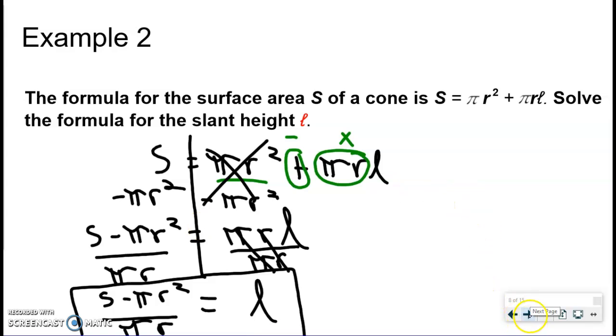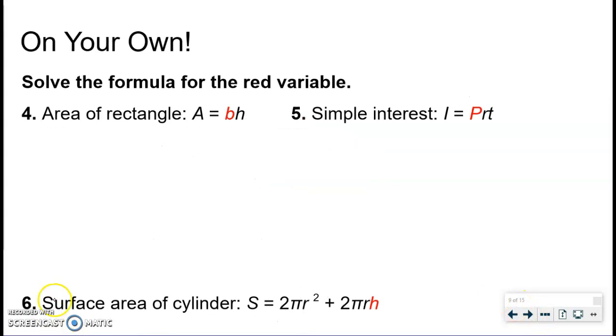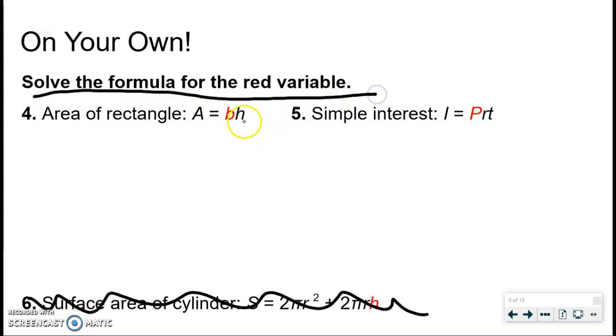So I believe the next part has kind of an on your own, and we're going to get rid of this one because we basically pretty much did that. I want to show you again how to do these ones in maybe a little bit simpler form, and then we have one more problem that I want to go through together. So in this case, it says solve the formula for the red variable. So in this case, we're going to solve for b.